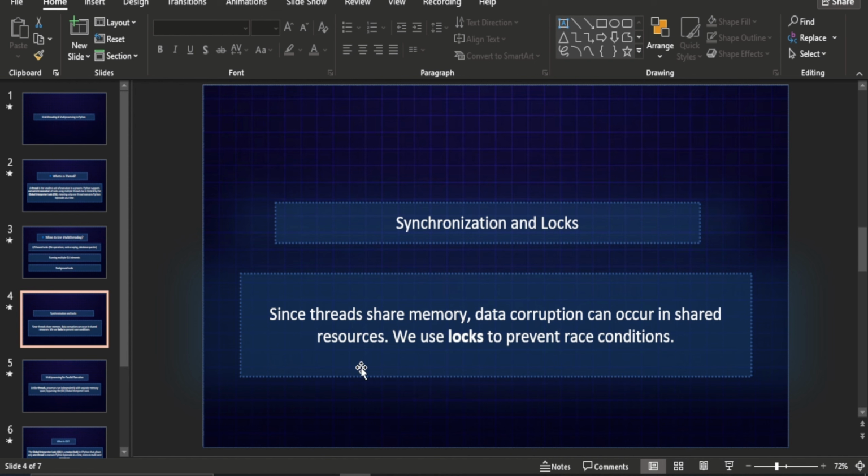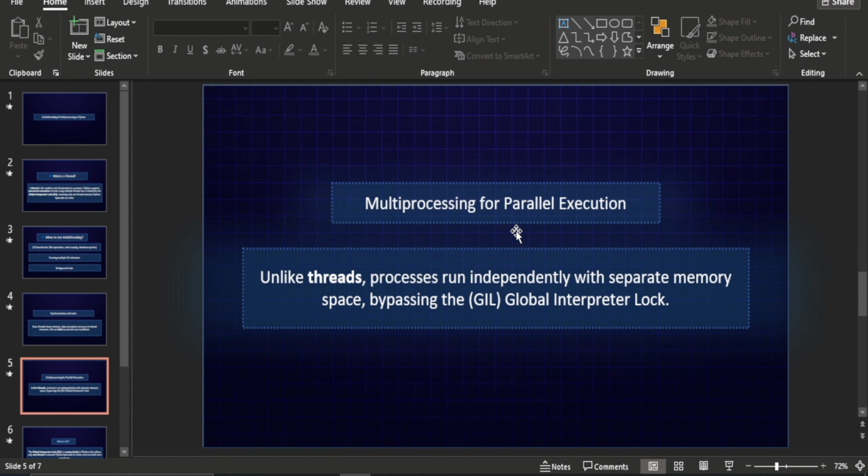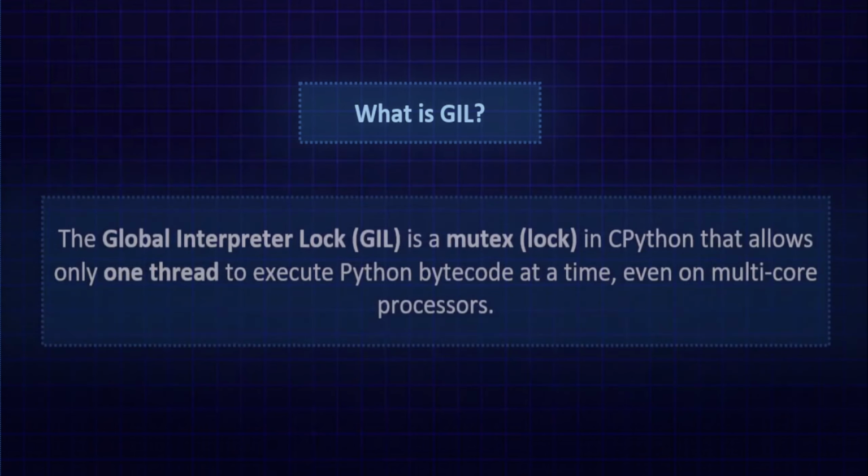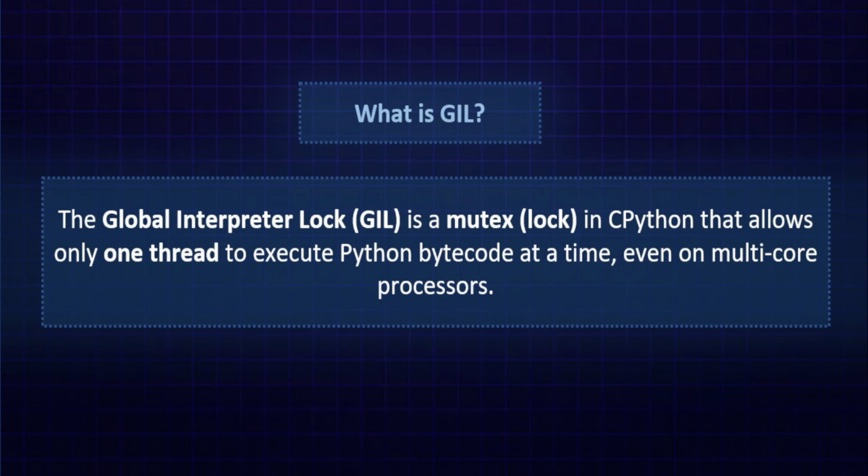Now what is next? After synchronization, the multiprocessing for parallel execution. Unlike threads, processes run independently with separate memory space, bypassing the GIL. GIL means Global Interpreter Lock. What does it mean? The GIL is a mutex lock in CPython, the implementation of Python written in C, that allows only one thread to execute Python bytecode at a time, even on a multi-core processor.